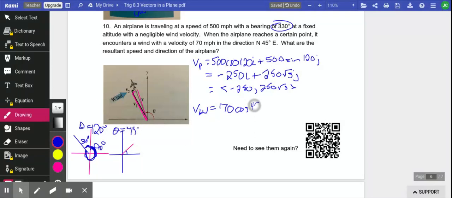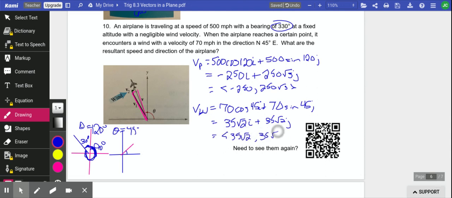So cosine 45, and then our y component, that was i. Our y component is 70 sine of 45j. We can do exact values of these two. Cosine of 45 is root 2 over 2, so that's going to give us 35 root 2 i. And sine of 45 is also root 2 over 2. So that will give us 35 root 2 j. So 35 root 2 and 35 root 2.